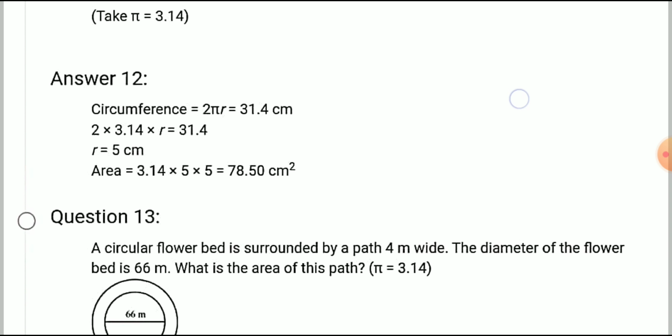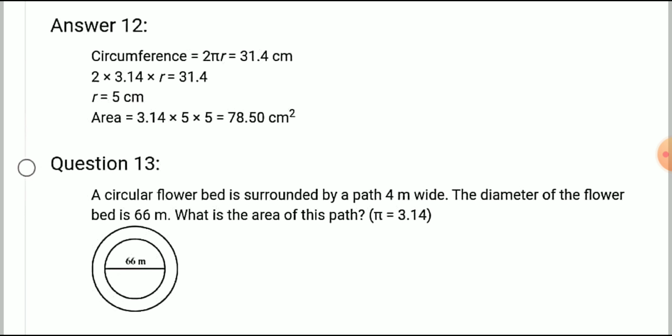Question number 13. A circular flower bed is surrounded by a path 4 meter wide. The diameter of the flower bed is 66 meter. What is the area of the path? You need to calculate the area of the path. Here also we'll do the same thing. We will subtract the outer ring minus the inner ring.